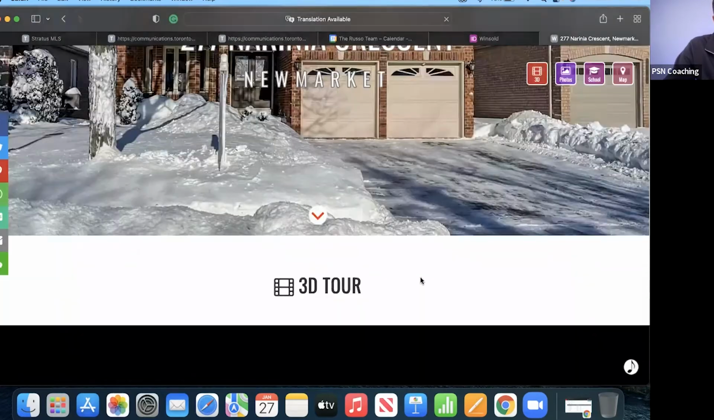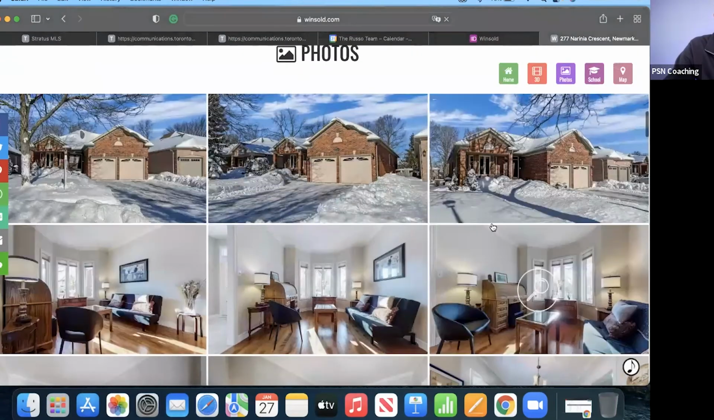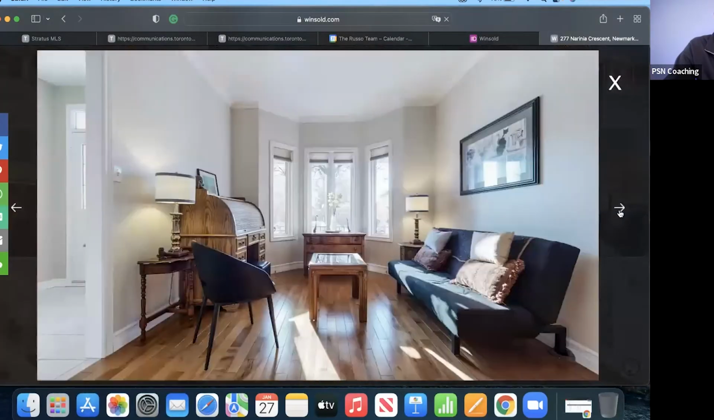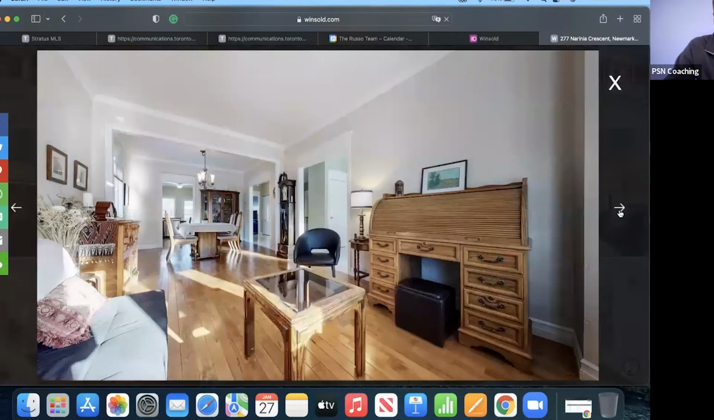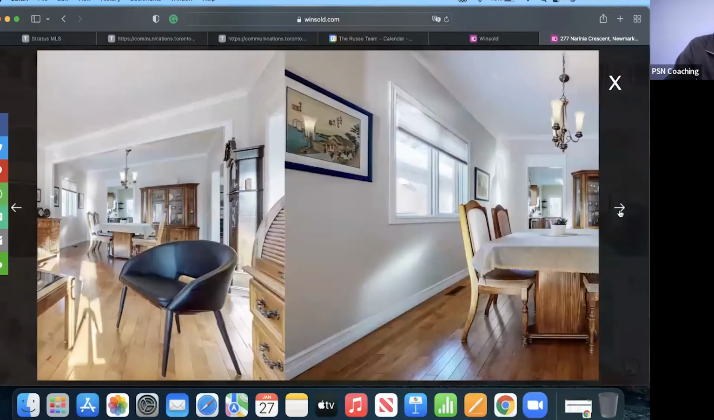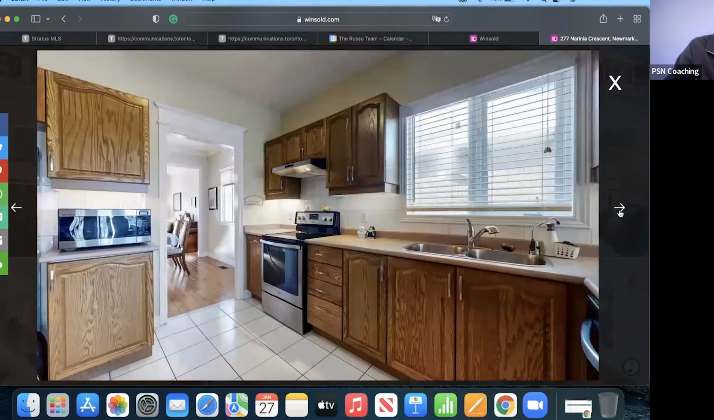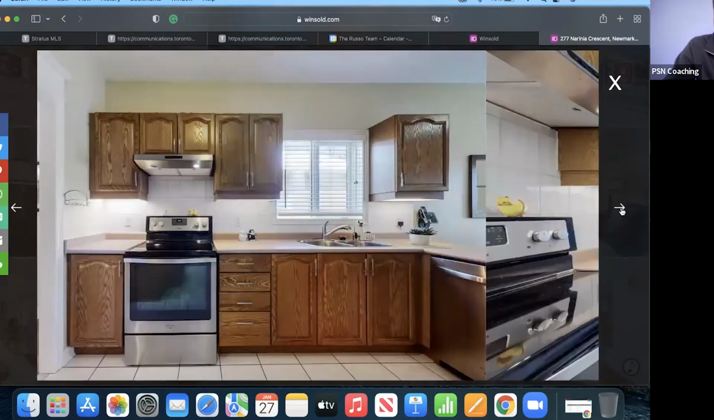Unbranded link. Let's take a look at this. Based on these photos, you can clearly see that the other property is quite superior to ours, right? By superior, I mean it's more modern. Ours is outdated, right? It needs some love.